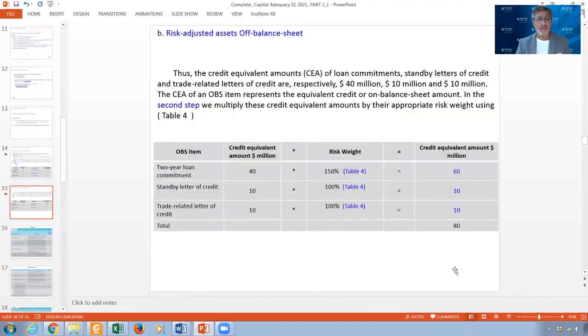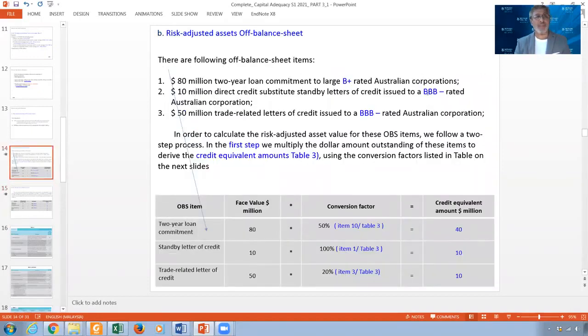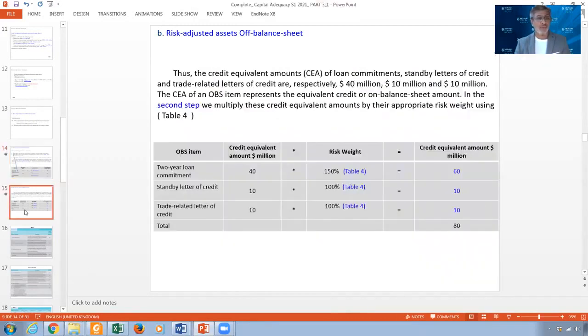Now, I have to bring this 40 in the second step, 40, 10, 10. So this is the first step. And this is the second step now. And I have to multiply it by the risk weights. So I understand now it's very straightforward because the risk weights for this is BBB, for this is B+, and this is BBB minus, and this is BBB. So all I have to go and see from the table 5.